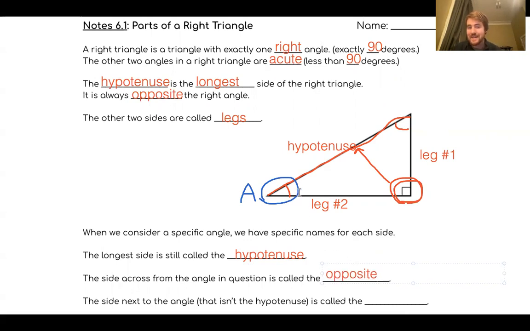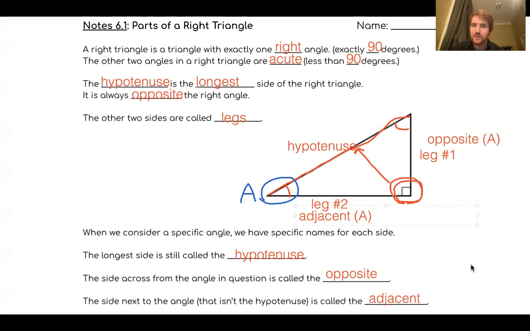Then we've got the side that's next to the angle, in this case, leg number two. It's not the hypotenuse, because the hypotenuse always has that name. We call that the adjacent side. Adjacent just means next to. So now leg number one, we could also call the opposite angle A, and leg number two, we can call the adjacent to angle A. We'll do a couple more examples, but make sure you have this example written down because you'll want as many of these as possible.